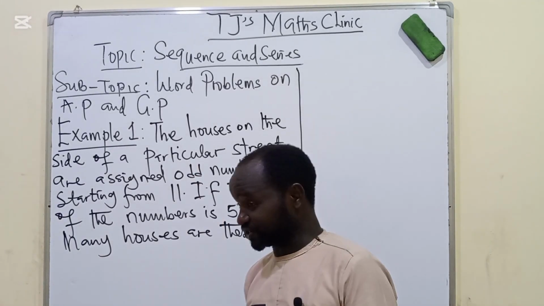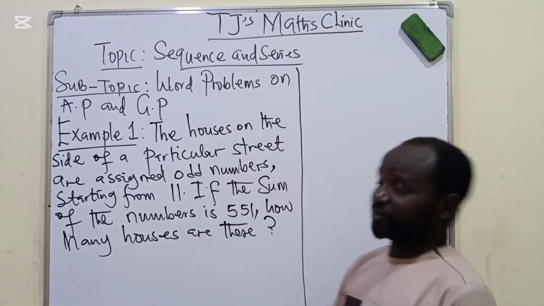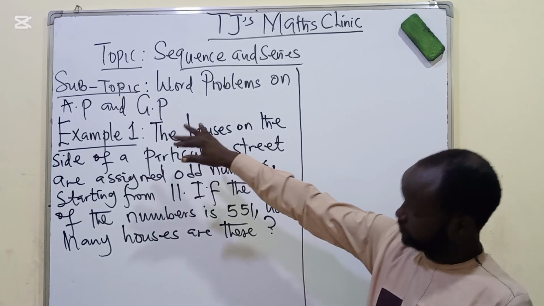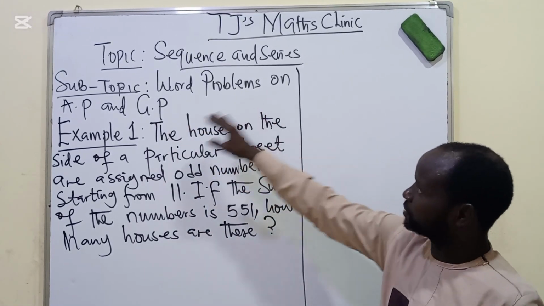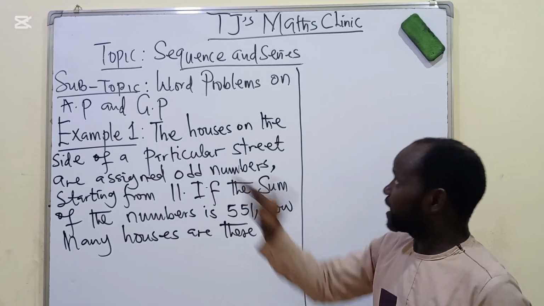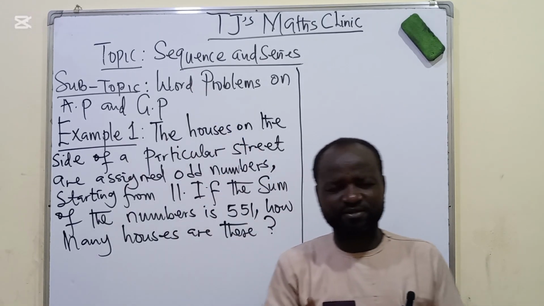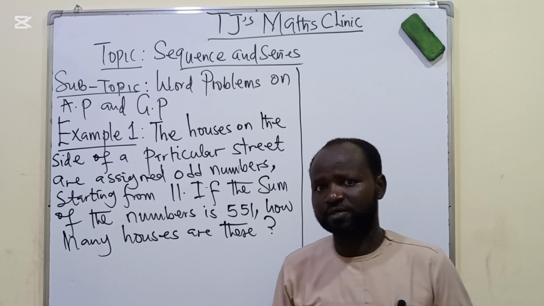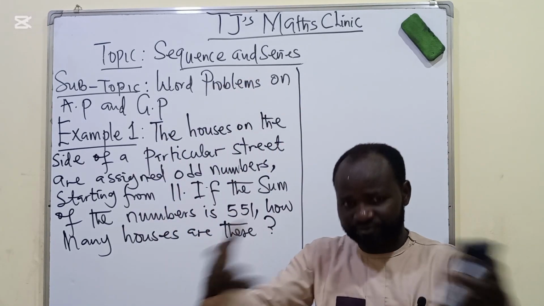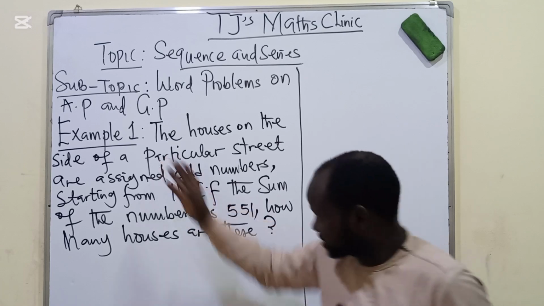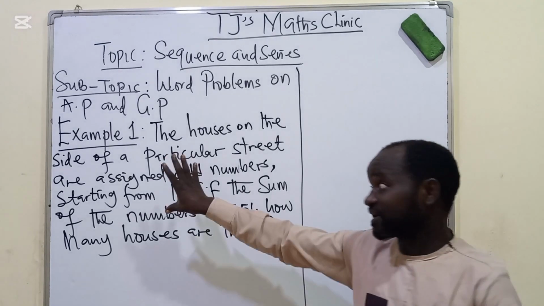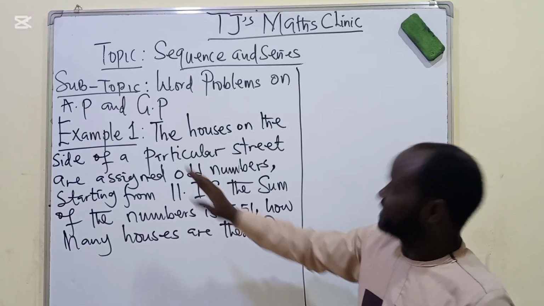In today's presentation, we continue with our solutions to sequence and series. With us here is the subtopic, word problems on arithmetic progression and GP. How can we apply sequence and series to real life situations? How can we use this topic called sequence and series to solve a real life problem? With us here is example 1. Let's look at how we can apply it. This is applied mathematics. Let's look at it together.